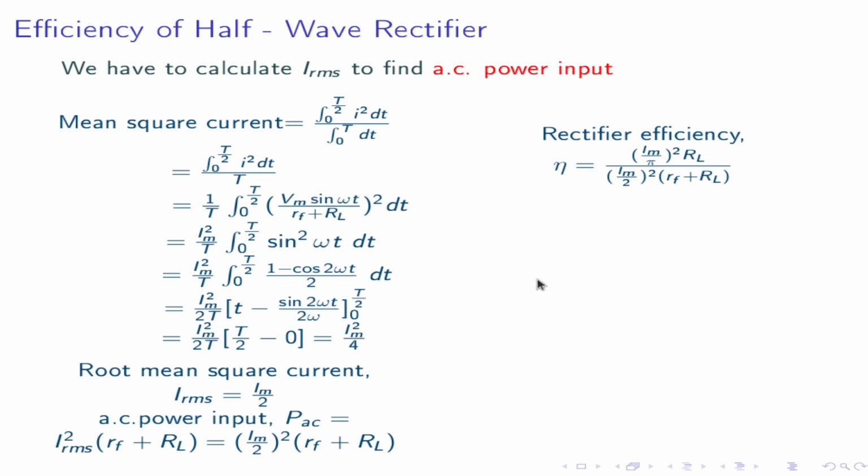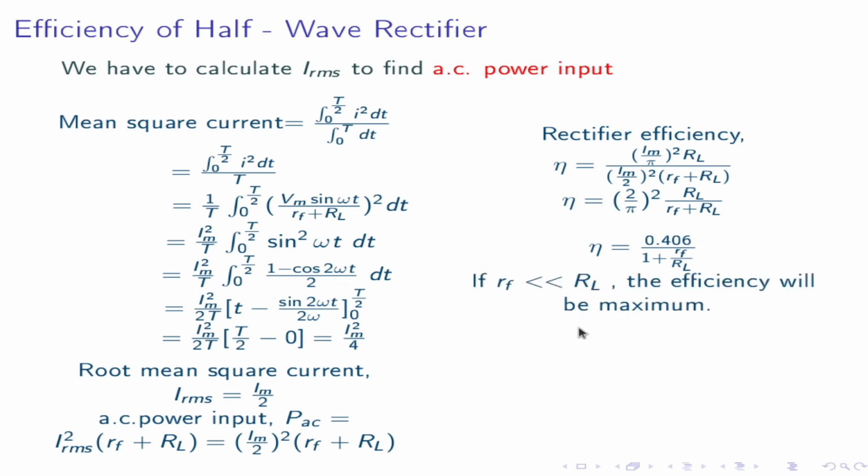Now the rectifier efficiency eta is equal to the DC power output divided by the AC power input. Im by pi all square RL divided by Im by 2 all square into Rf plus RL, that is equal to 0.406 by 1 plus Rf by RL.